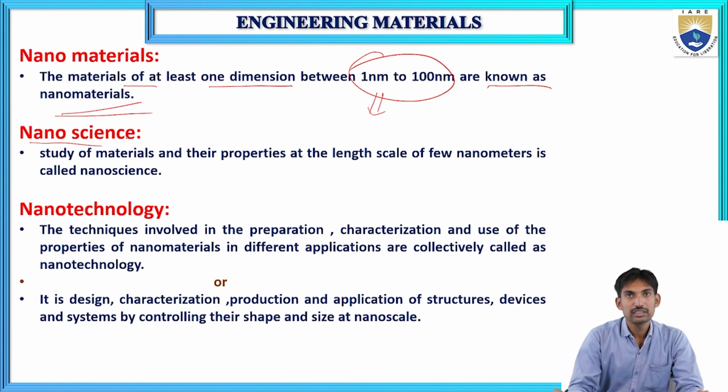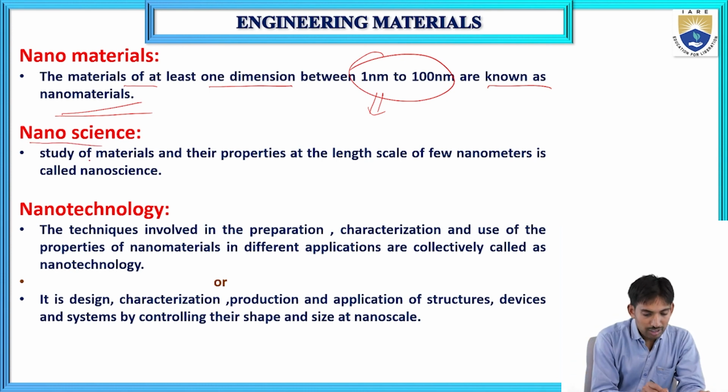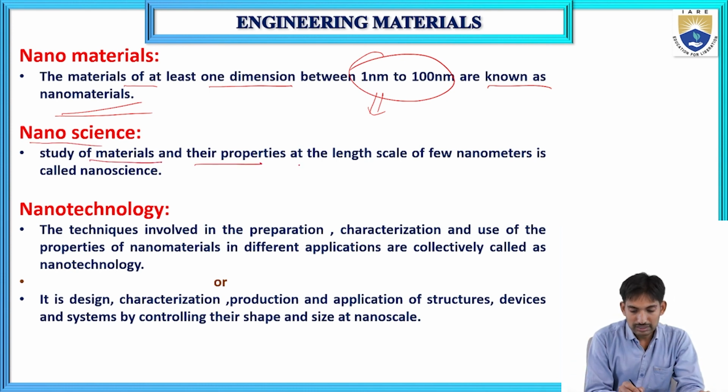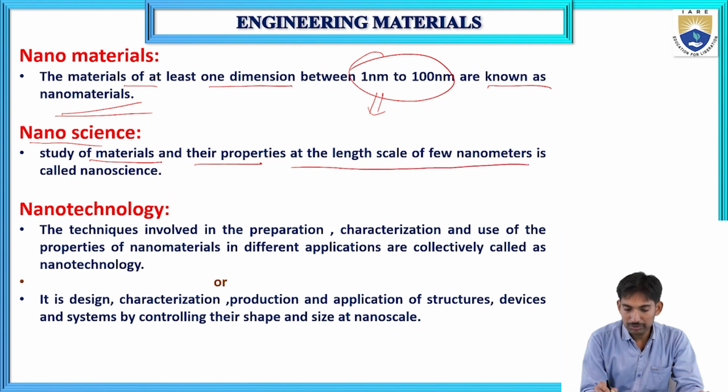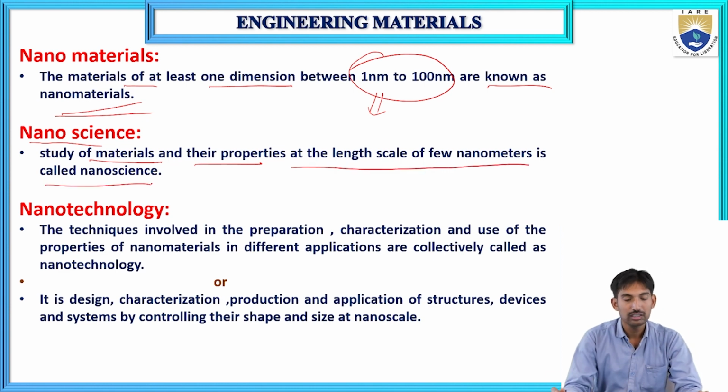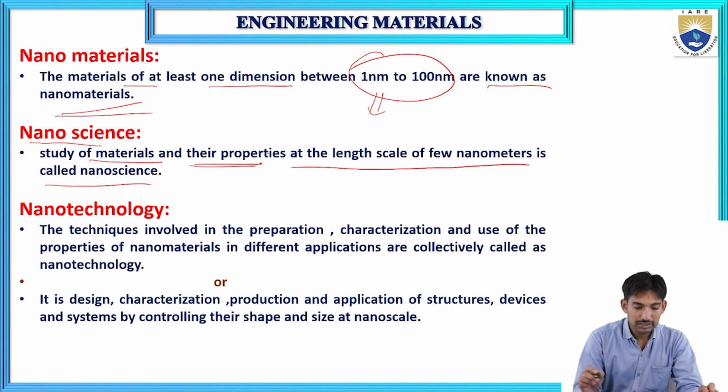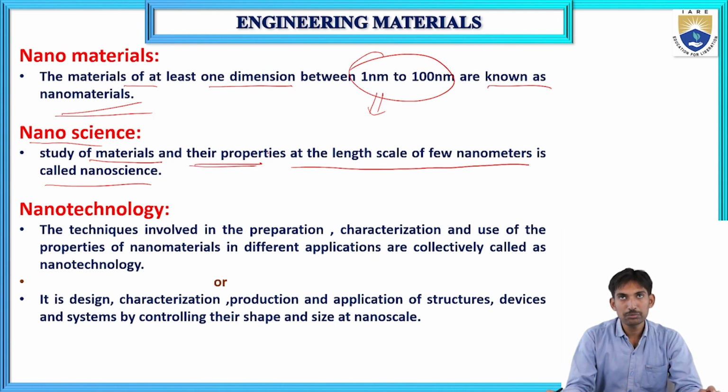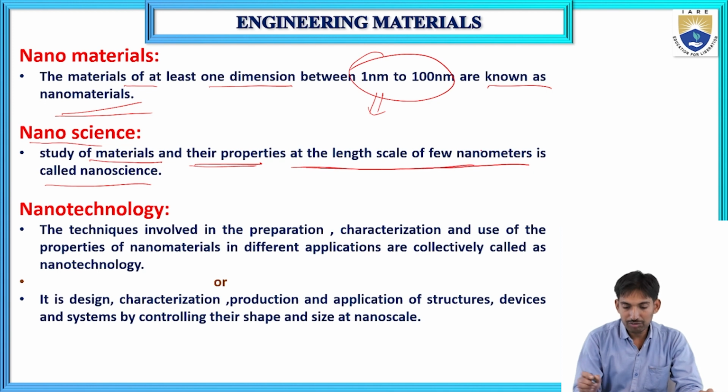Then nanoscience. What is nanoscience? Study of materials and their properties at the length scale of few nanometers is called nanoscience. What is meant by nanoscience? Study of materials and their properties at the length scale of few nanometers is called nanoscience.